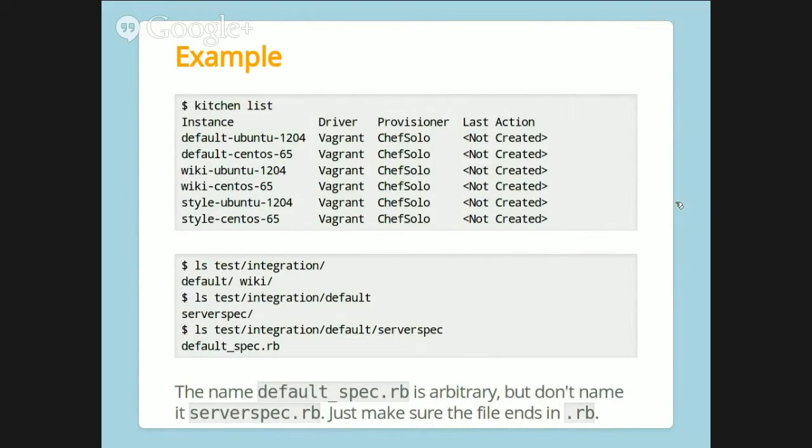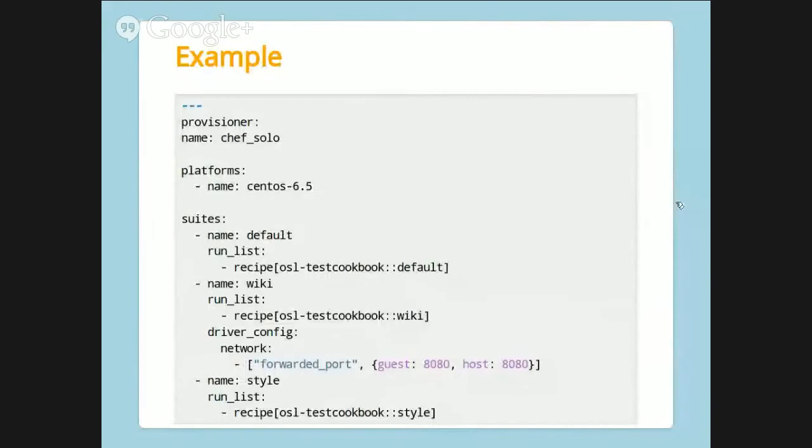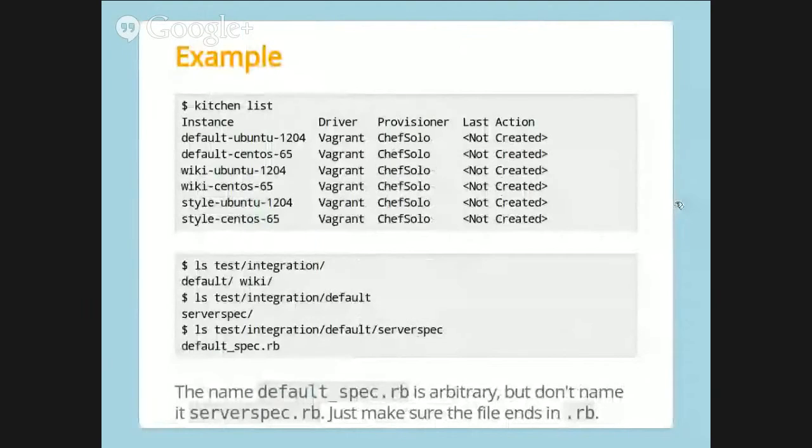The other thing I wanted to show you is a little bit of the test directory, which we'll get to play around with in a little bit. Under test integration, all of your integration tests will be under the name of the suite. So if you have your list of suites, default, wiki, and style, there's no test for style, but there are tests for default and wiki. You can see right here. Underneath that is the testing framework you're using. In this case, I'm using ServerSpec. Underneath that is any Ruby files. If it's .rb, it will get run. Busser will handle that, and we'll run it with the right frameworks and everything.